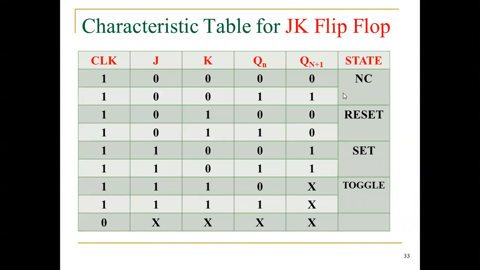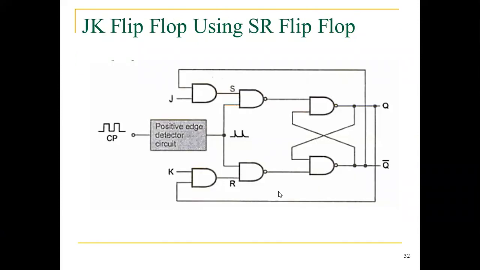Now we are going to explain the operation. The characteristics table is given here. This is called a response table or a truth table. Here I am going to explain each and everything clearly to you by using the previous diagram. Now, the clock input is what?